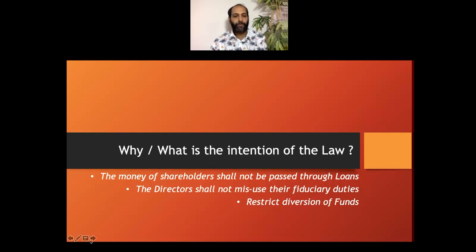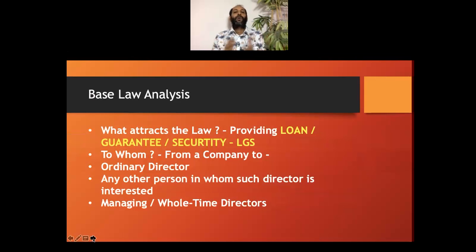Basically, what is the basis of this law? It is section 185, loan to directors, etc. That is the heading of the section. It is attracted when you provide loan, guarantee or security, in short we call it LGS. When a company provides LGS to a certain category, section 185 will be attracted.